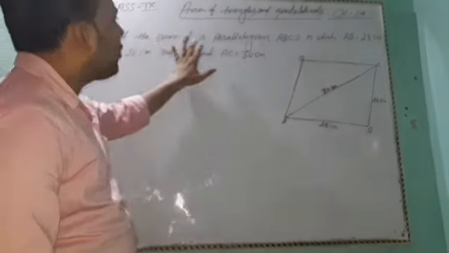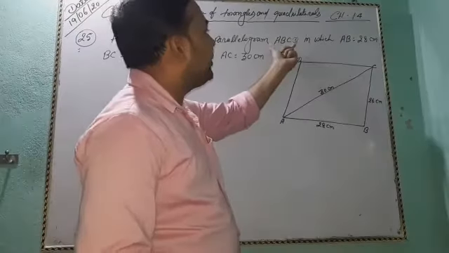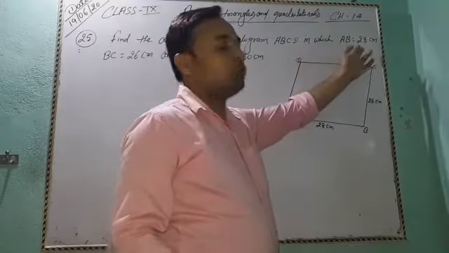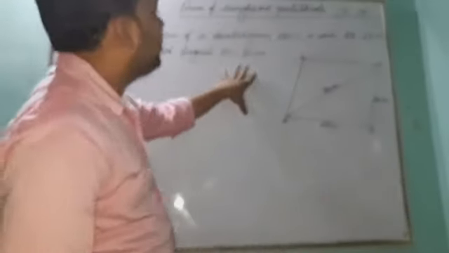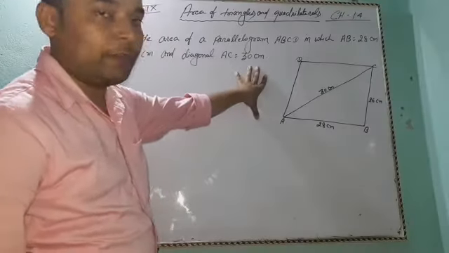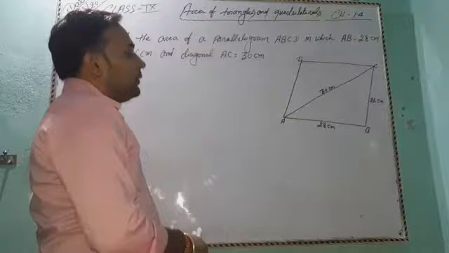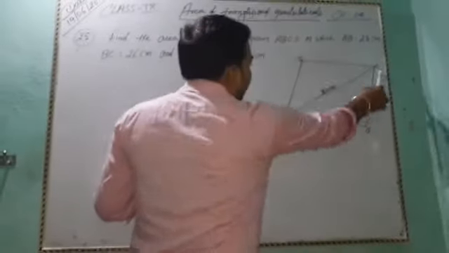Find the area of a parallelogram ABCD in which AB equal to 28 centimeter, BC equal to 26 centimeter, and diagonal AC equal to 30 centimeter. Here ABCD is a parallelogram.